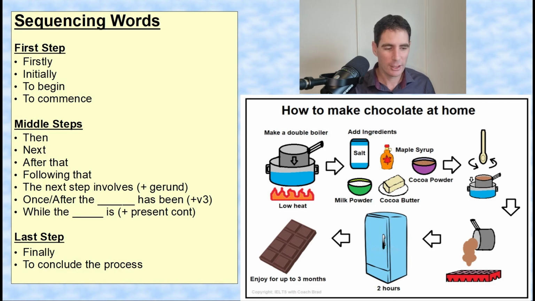For example, the next step involves stirring the chocolate while it is melting. Once the chocolate has melted, you can pour it into a mold. While the chocolate is melting, stir it with a spoon. I have jumped the order a little bit, but that just shows you you have many options to use different tenses also whilst using the sequencing words.